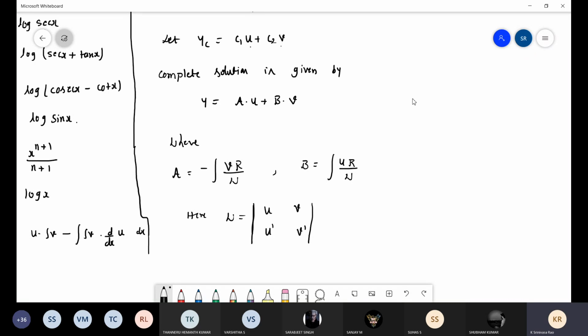And r equals phi of x. Whatever the RHS is, we will take it as r. R stands for right hand side. Instead of r you can also write phi of x.